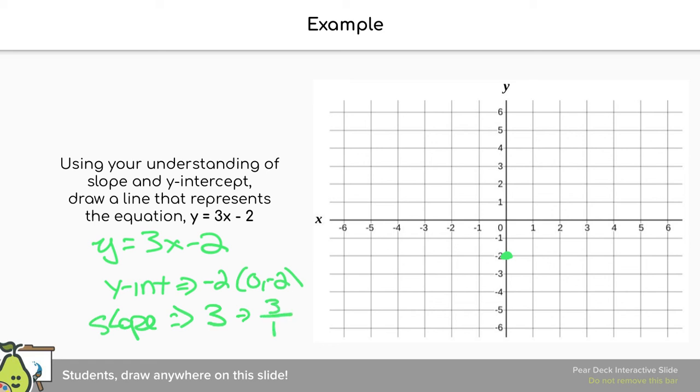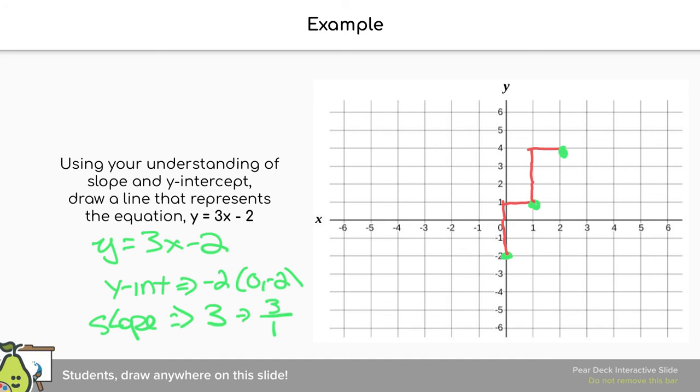Any whole number, we can just set our denominator equal to 1, and it will be equivalent, because 3 divided by 1 is 3. It's helpful to think of slope as a fraction, because we want to be able to rise and run. So 3 over 1 is the way we want to think about our slope. So now, starting from the y-intercept, let's rise 3, 1, 2, 3, and run 1. And there's our point.